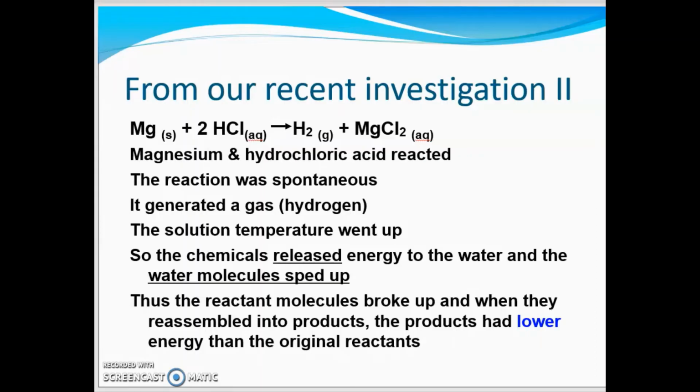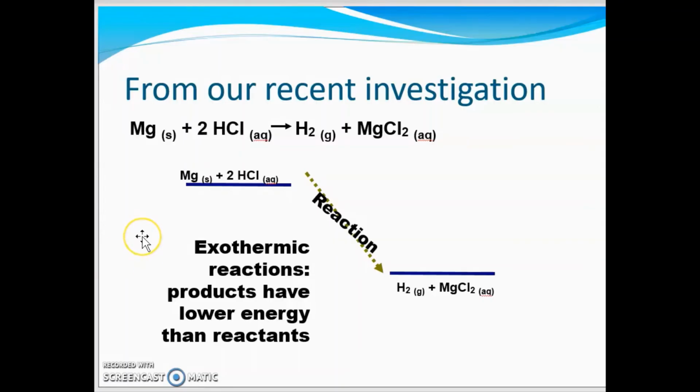If we think about what this would look like on a diagram, it looks something like this. This is what we call an exothermic reaction. Exo, like exit, energy is exiting the system and warming up the surroundings. So it is an exothermic reaction because products have lower energy than the reactants. And that energy can't just disappear. It has to get transferred into the surroundings, and we see that because the temperature increases.